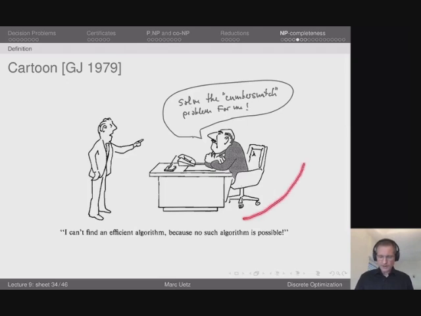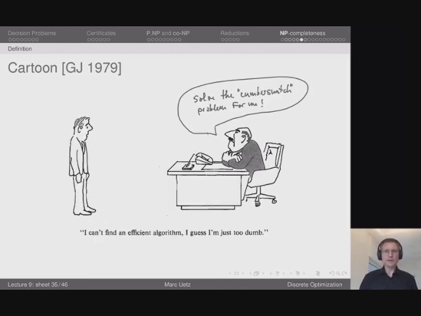So the story is that your boss wants you to solve the Cumbersnatch problem for him, right? And then supposedly you cannot solve this problem efficiently, okay? And one of the strongest answers that you could give would be that you can say, I cannot find an efficient algorithm because no such algorithm is possible. Unfortunately, this is not the case for most of the problems. So such a proof is lacking. So what can you do? And you certainly want to avoid this situation, namely that you just have to say, well, I cannot find an efficient algorithm. Maybe I'm just too dumb.